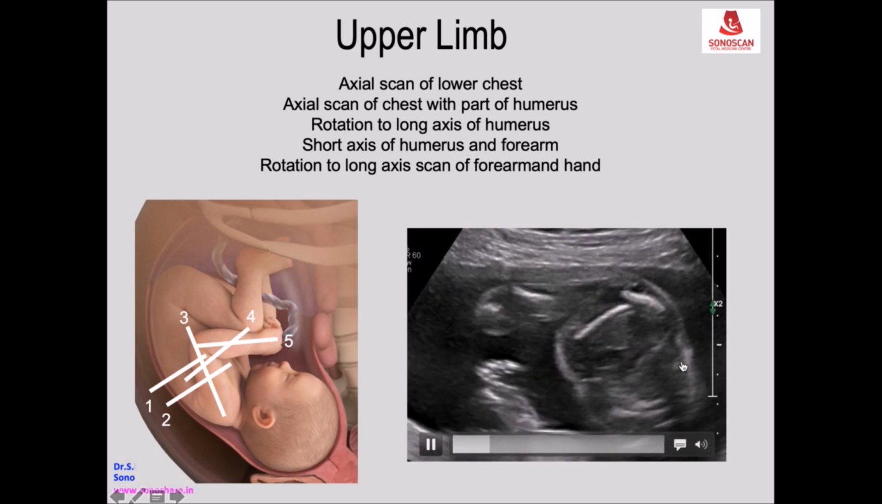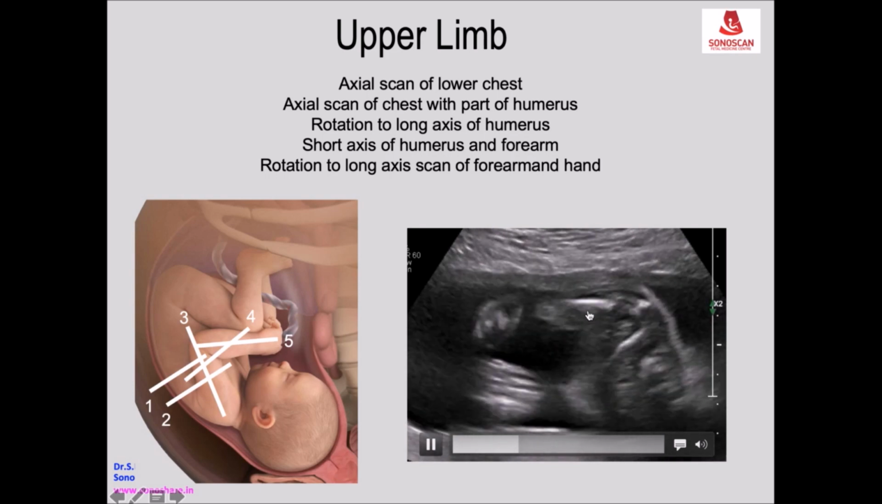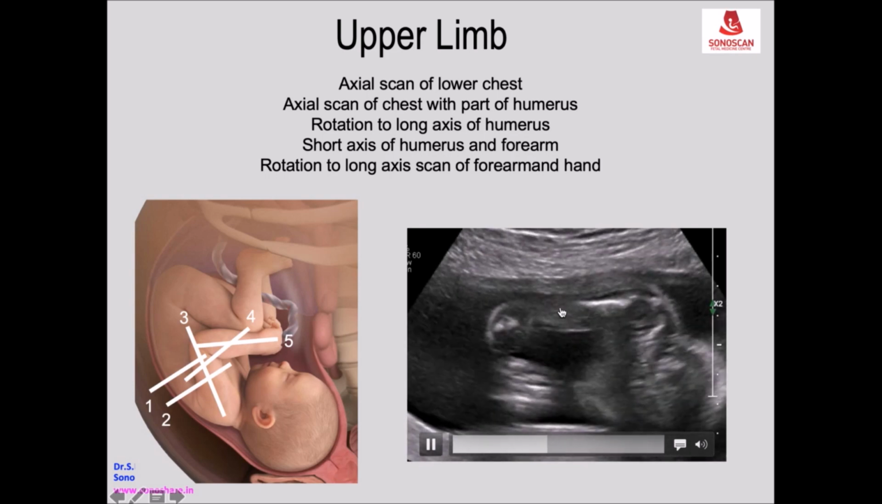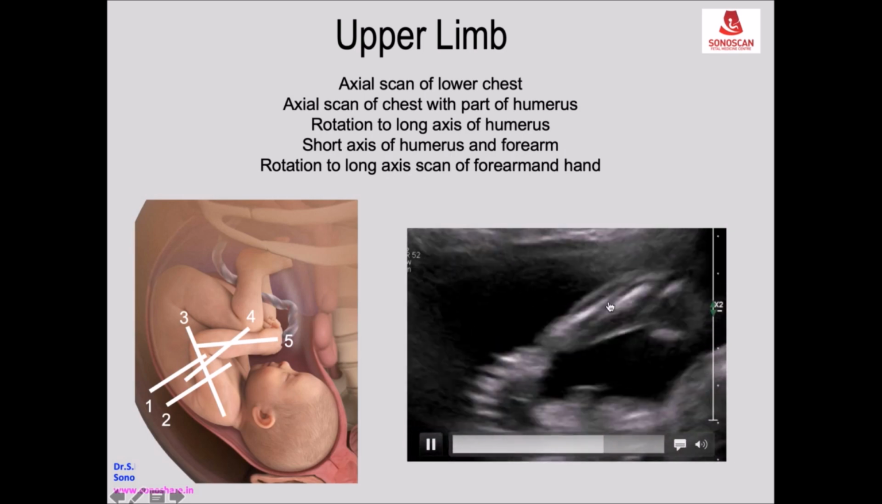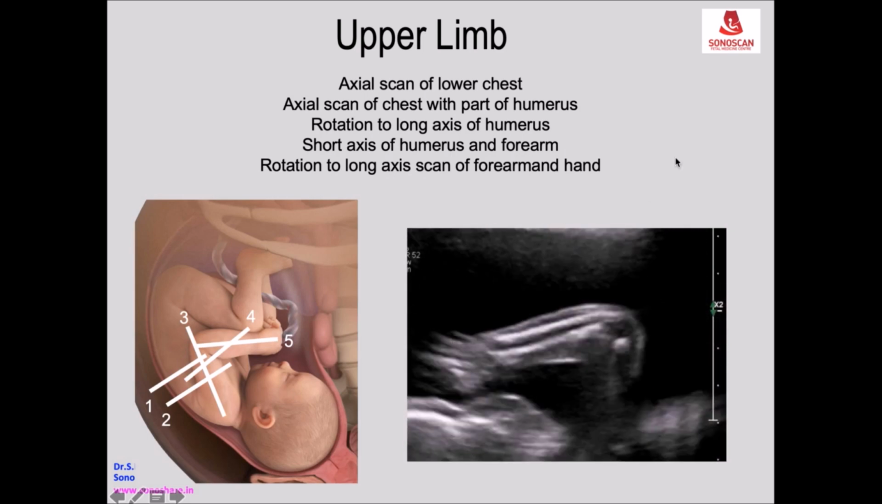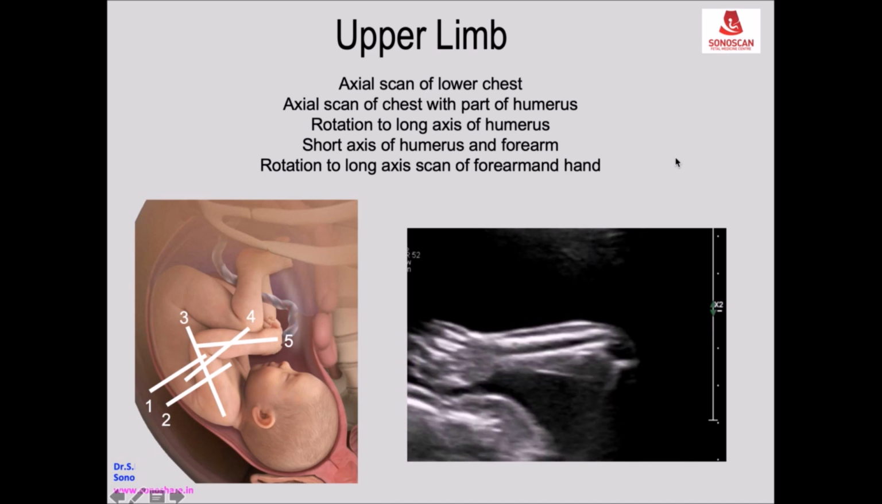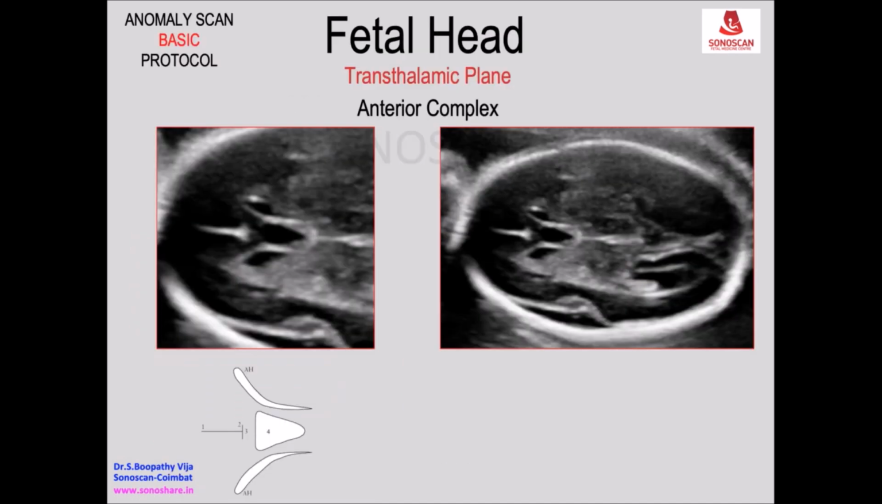The transverse scan of the chest and humerus, then rotate to get the long axis of the humerus, and then short axis of the humerus and forearm, then long axis of the forearm. So then you are now sure that you have scanned all the three segments of the four limbs. Then next step is analysis of the section.